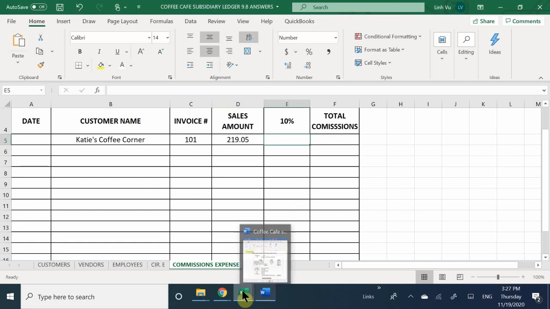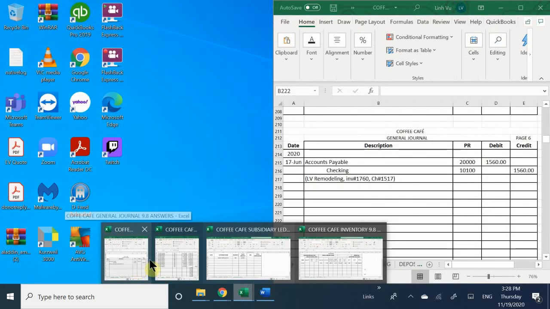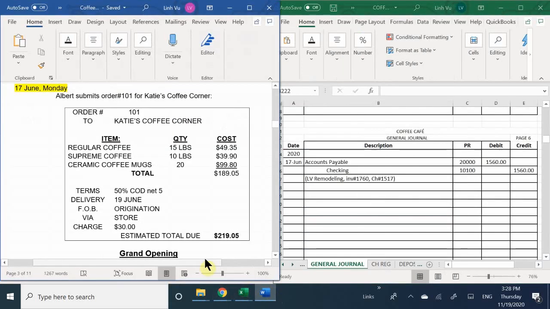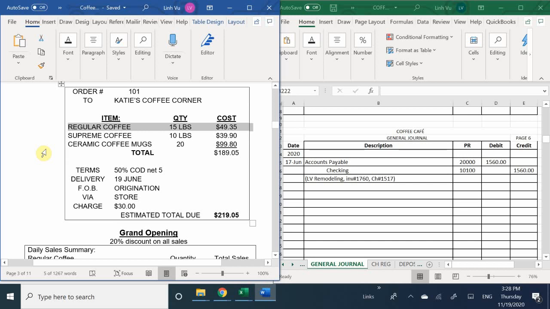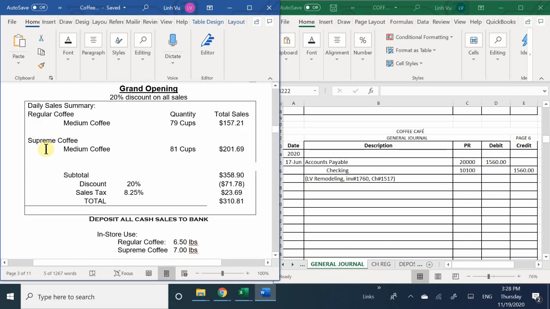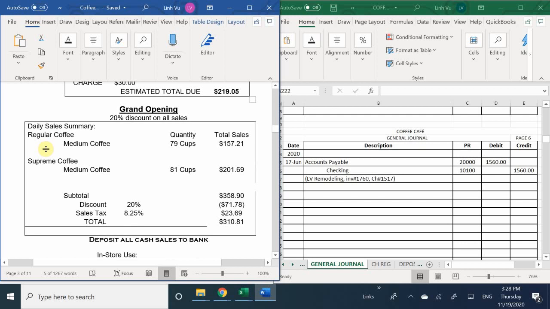Okay, so now let's go ahead and take a look at our next item here, because we haven't billed Katie yet. We don't need to do the subsidiary ledger. The transaction hasn't happened yet. All right. So then what has happened here?